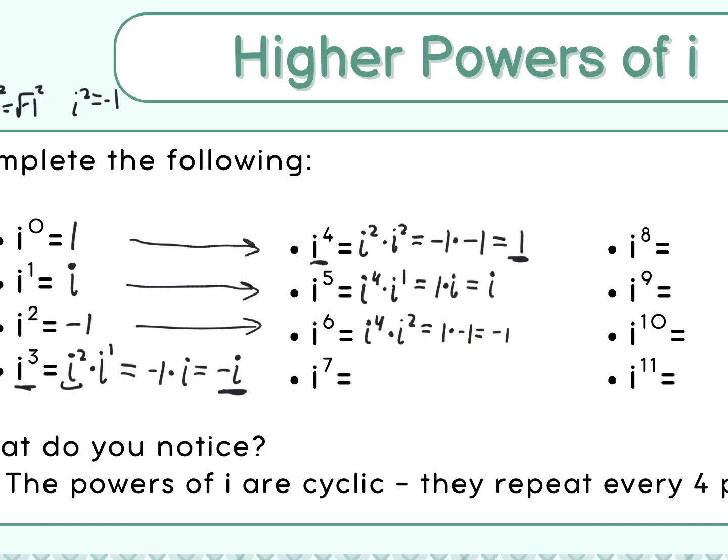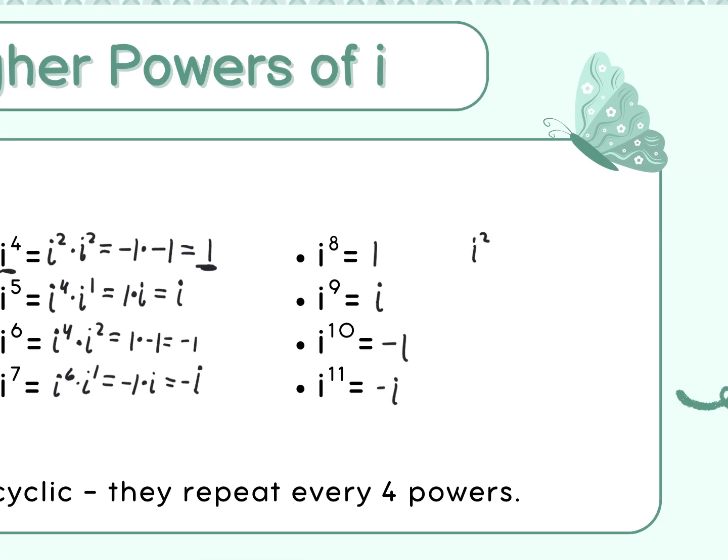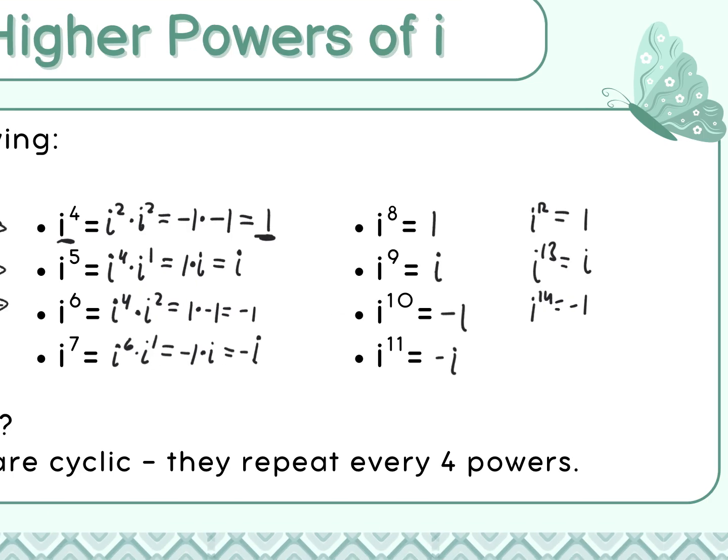And I can do the exact same thing with the one right below it. This is the same as i to the 6 times i to the first, which is negative 1 times i, so negative i. And hopefully you notice that these are going to keep cycling. So I to the 8th is 1, i to the 9th is i, i to the 10th is negative 1, and i to the 11th is negative i. These are going to keep repeating, and I can do the exact same thing for i to the 12th, which is 1, i to the 13th, which is i, i to the 14th, which is negative 1, and so on. And you can do this forever and ever.